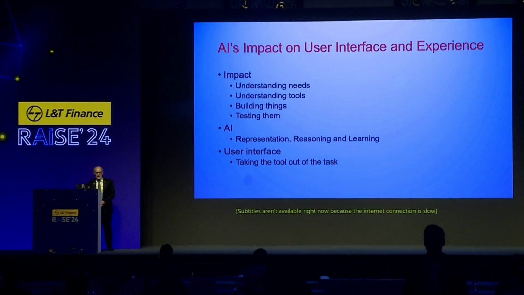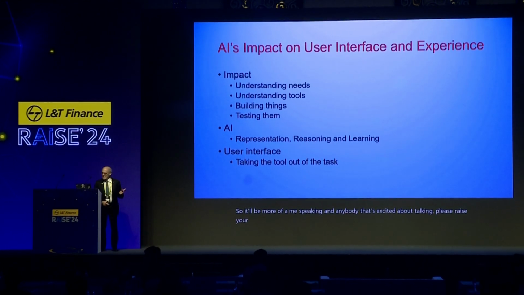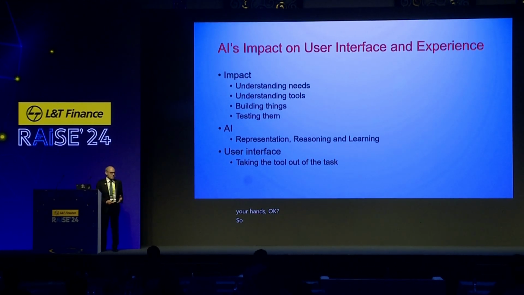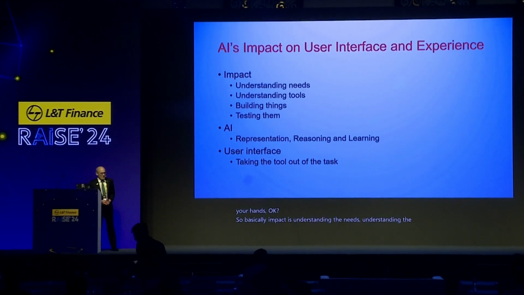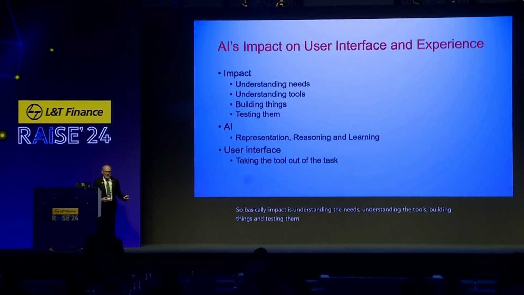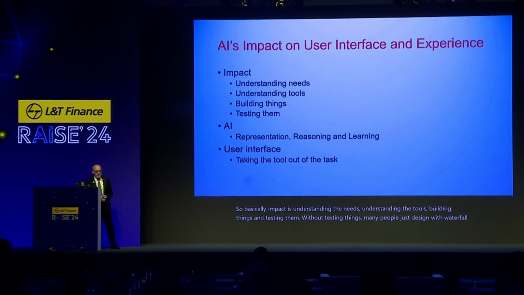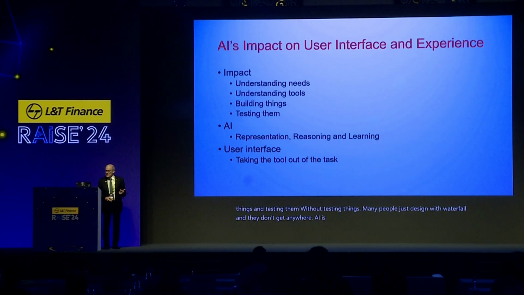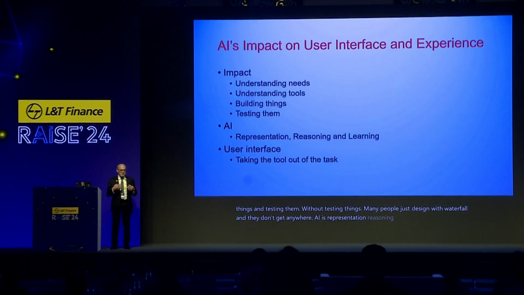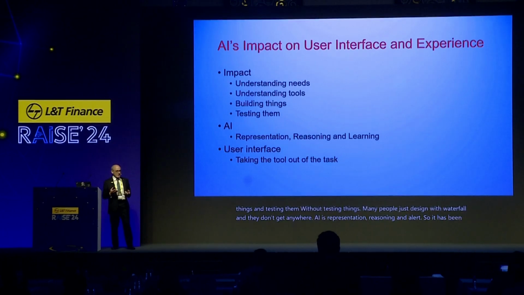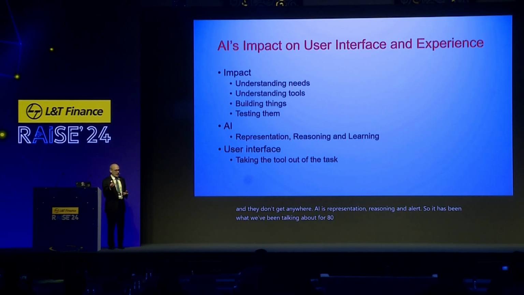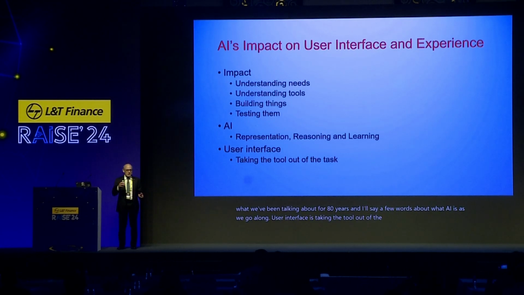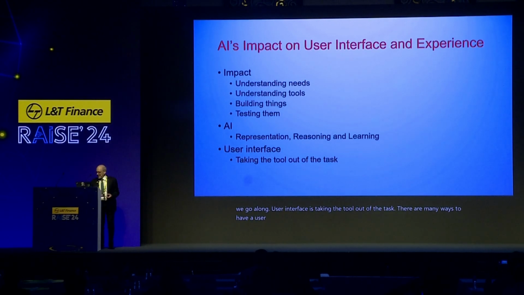So basically, impact is understanding the needs, understanding the tools, building things, and testing them. Without testing things, many people just design with waterfall and they don't get anywhere. AI is representation, reasoning, and learning. It has been what we've been talking about for 80 years, and I'll say a few words about what AI is as we go along. User interface is taking the tool out of the task. There are many ways to have a user interface, and I'll talk a little bit about that too.